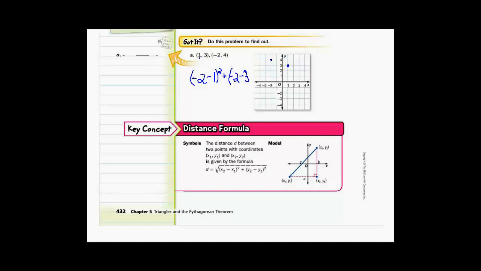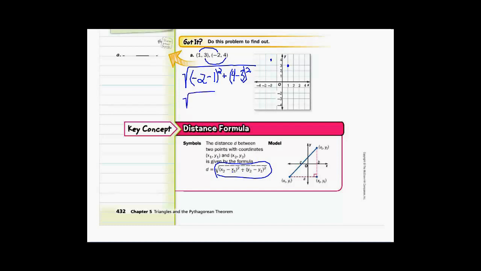x2 minus x1, oops, I have the wrong number in there, don't I? Let's try that one again. y2, which is 4, minus y1. Yep, x2 minus x1, that's this. y2 minus y1. There we go. Squared. And I'm going to take the square root of it. I basically just plugged in all of my information into that formula right there. x2 minus x1, my two x's, squared, plus y2 minus y1, subtracting my two y's.